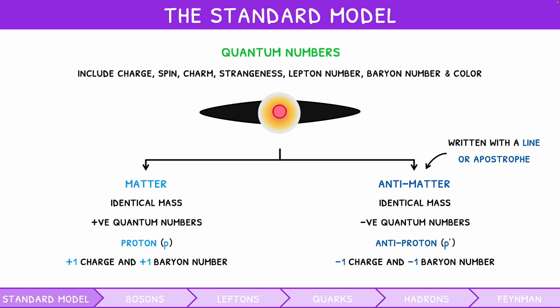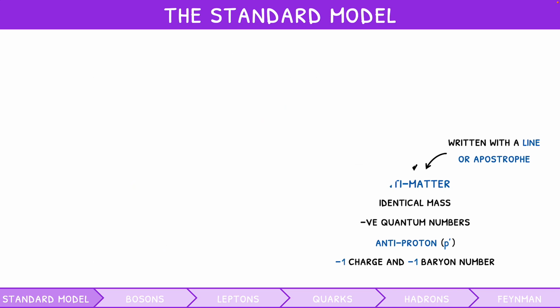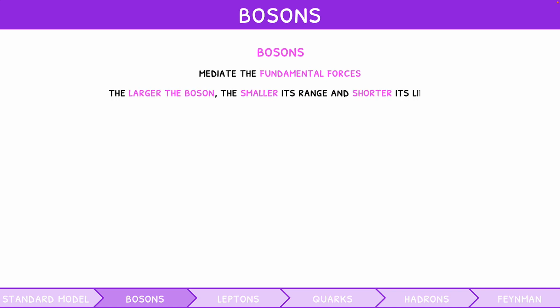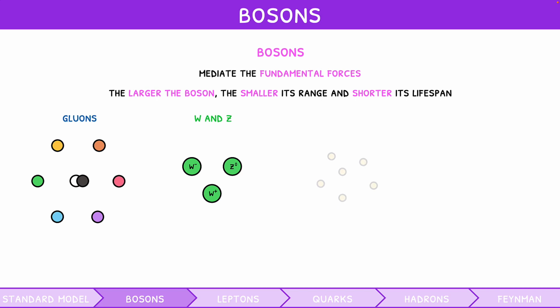So now that you know the basics of the Standard Model, let's cover some more detail about each of these particle groups, starting with bosons. As previously mentioned, bosons are particles that mediate the fundamental forces. The main bosons are known as gauge bosons. As a rule of thumb, the larger the boson, the smaller its force range and the shorter its lifespan. There are 4 types you need to be aware of: gluons, W and Z, photons and gravitons. Let's cover each one now.